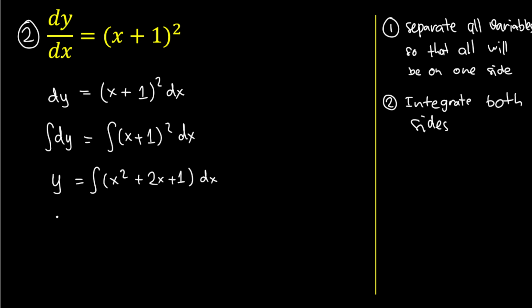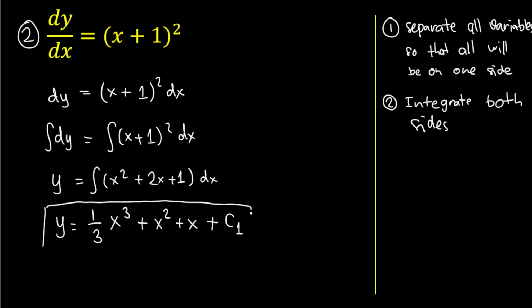Good, so I will have our y here. That will be 1/3 x to the third power here by using the power rule. And then this one will be x squared and this one will be x. And do not forget to add the constant. So I will add the C1 here. And this is the solution of this differential equation. And we have done example 2.